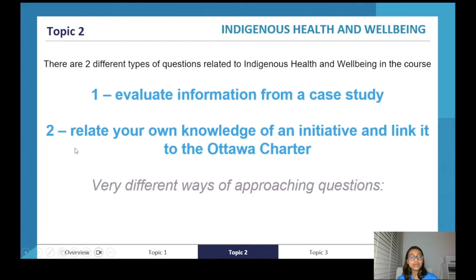And two, you need to be able to relate your own knowledge of an initiative. That's why it's important to have initiatives up your sleeve, and be ready with examples of initiatives, just a couple, and link them to the Ottawa Charter. So there are different ways of approaching these.